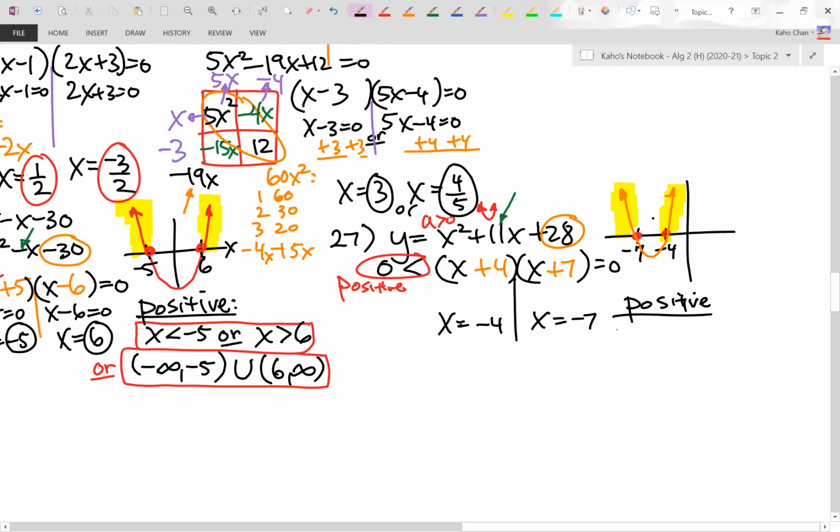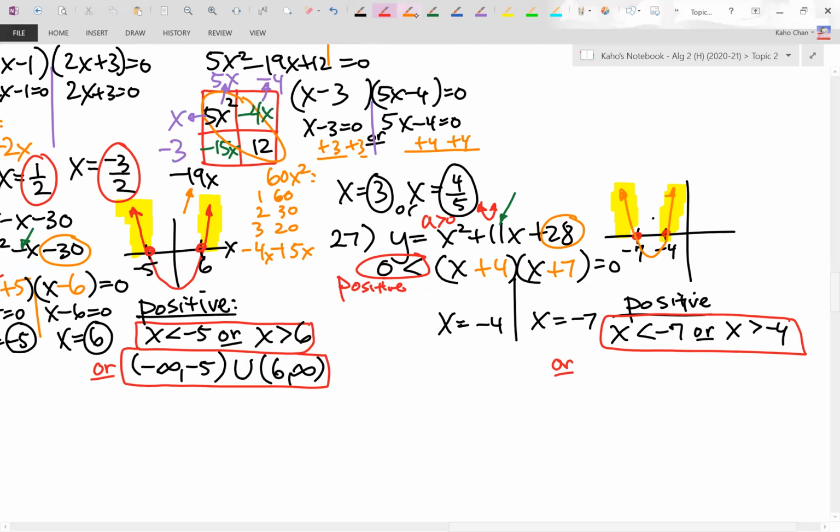All right? X is less than negative 7, or x is greater than negative 4 will be your first answer. And using interval notation, it looks like this. And that's it.